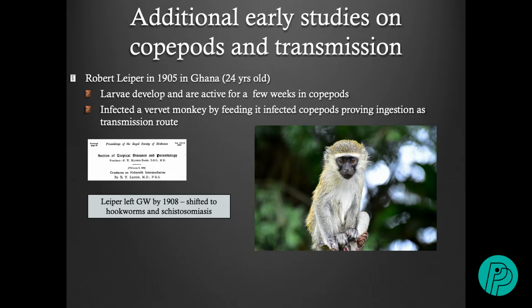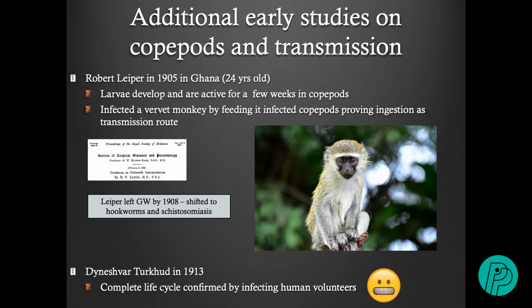Then in the early 1900s, Leiper was working in Ghana, and he showed that you could take larvae and feed them to copepods. They would mature and survive for several weeks. And then he completed the life cycle by feeding those copepods to a vervet monkey, where they developed. Unfortunately, he left Guinea worm to work on other important parasites as well, so he didn't do any more work. But Turkhud in 1913 further confirmed the life cycle, this time in humans. It's frowned upon now to do that kind of work, but he did show that you could transmit it to people through drinking water with copepods.